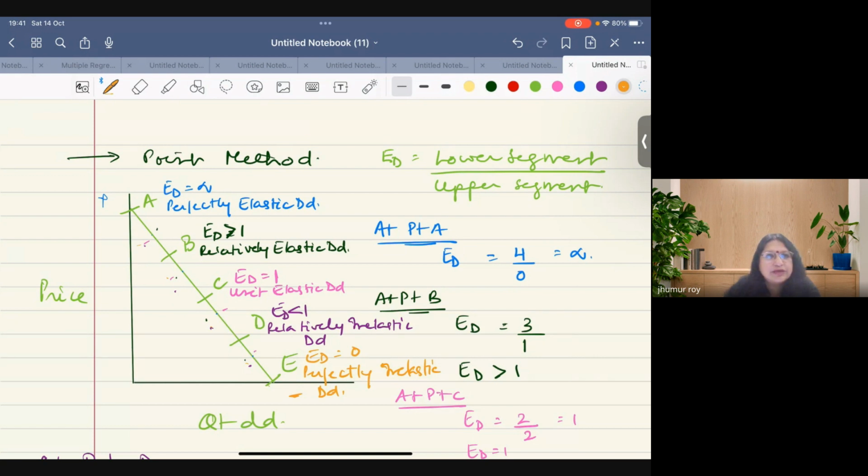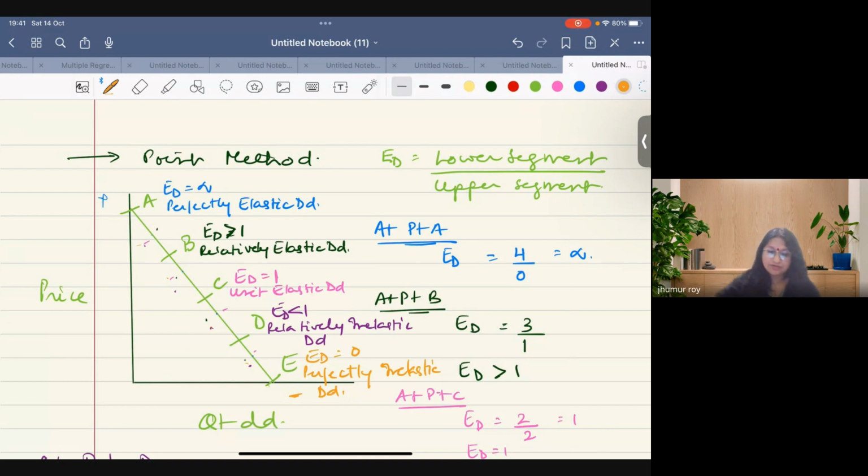I just wanted to check what else there is which I can cover. I think these are the two important methods they have also mentioned. The point method I have discussed with you. The arc method I will also talk about.